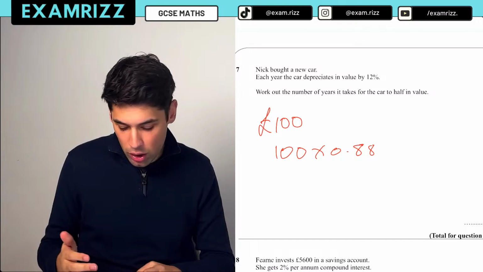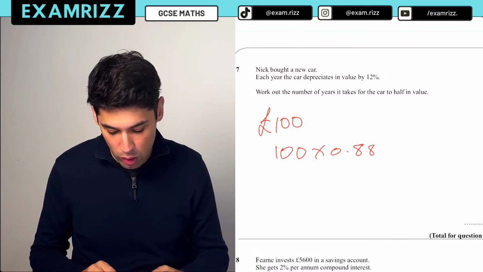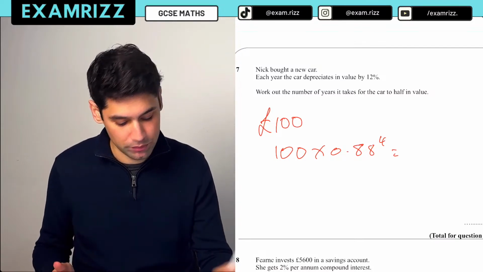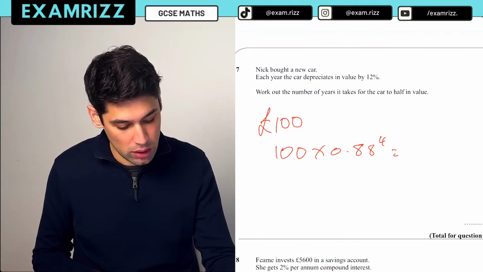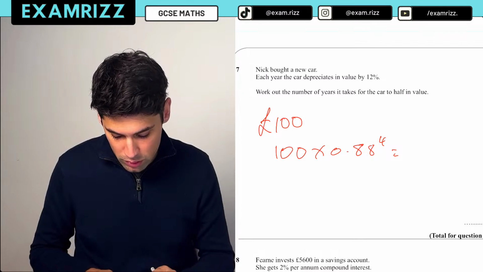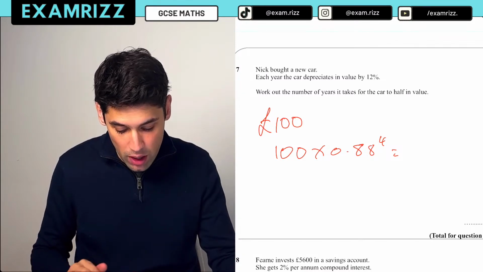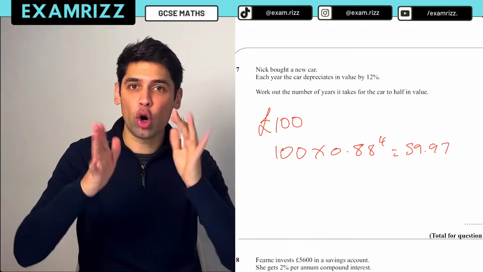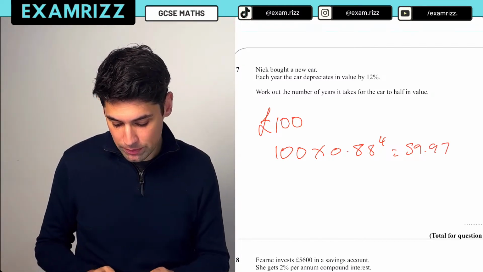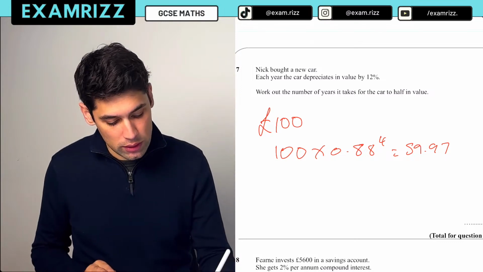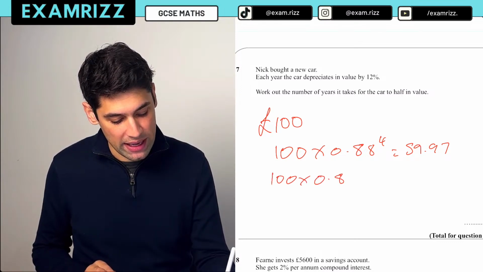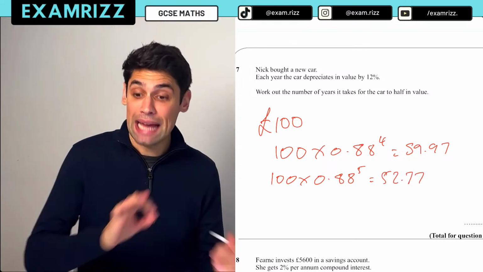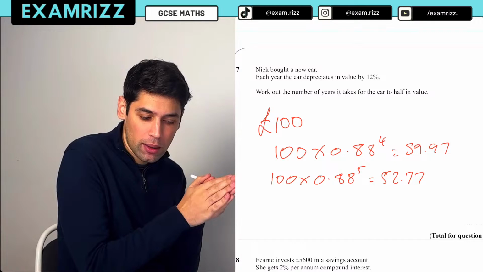So let's start with doing 100 times 0.88 to the power of 4. That means we're going to be times-ing by 0.88 4 times. That's going to give us 59.97. So it decreased quite a lot, but not quite half yet. So let's do it to the power of 5. 100 times 0.88 to the power of 5 is 52.77. Now, that's very, very close to half, but it's not half yet.